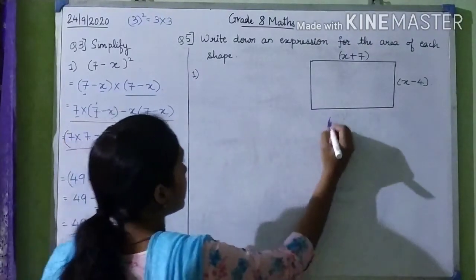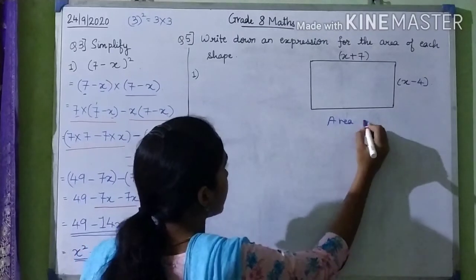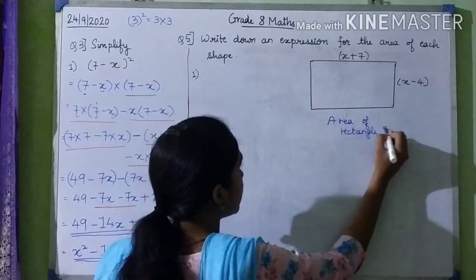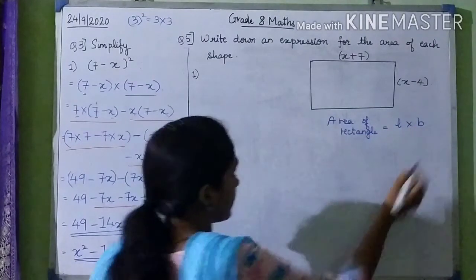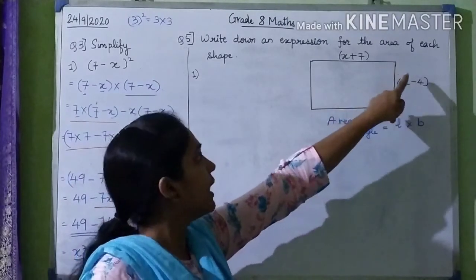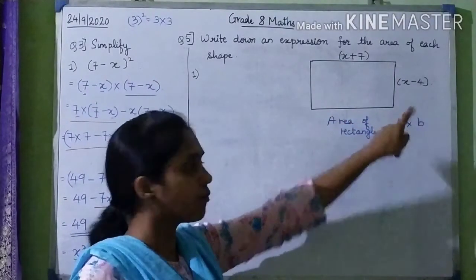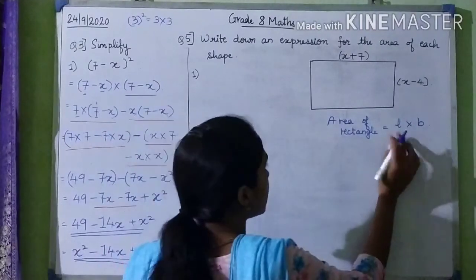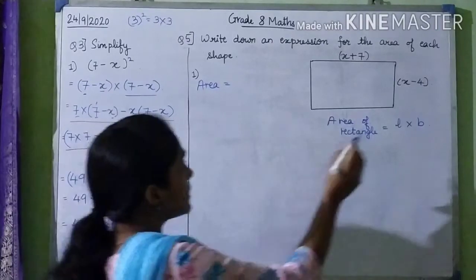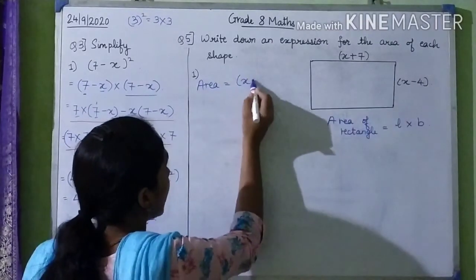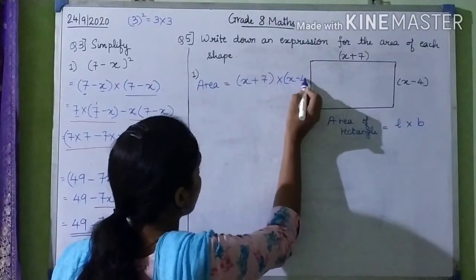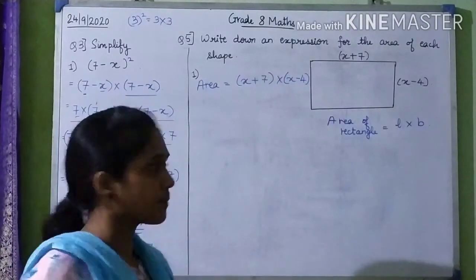Area of rectangle is equal to, we have just now seen, length into breadth. Okay. So here they have given us the length, that is x plus 7, and the breadth is x minus 4. So here we need to multiply them. Okay. So I'll write it here now. Area is length into breadth. What is the length? x plus 7. And what is the breadth? x minus 4. So we have to multiply these two expressions.